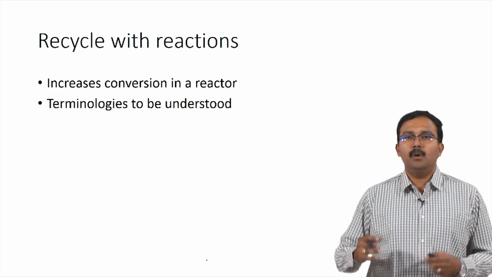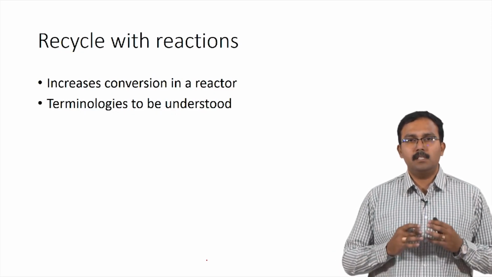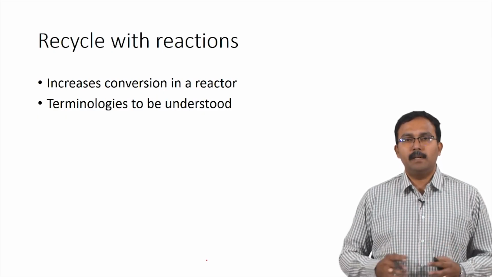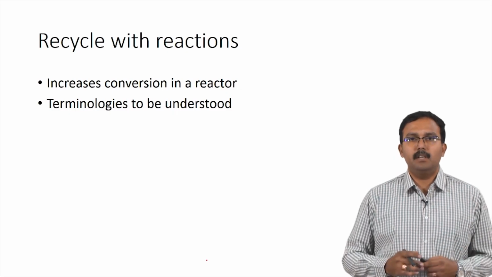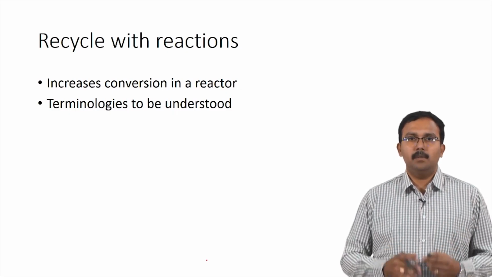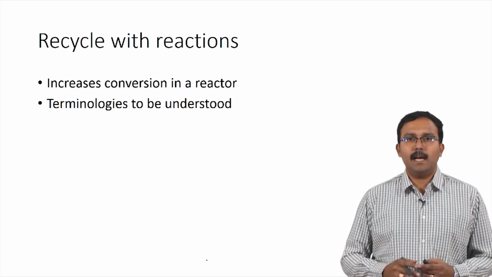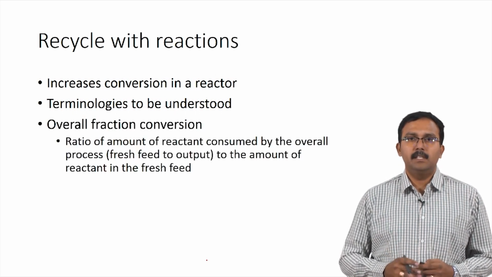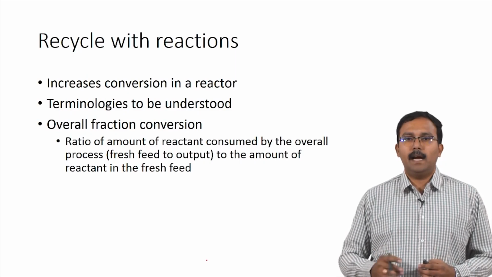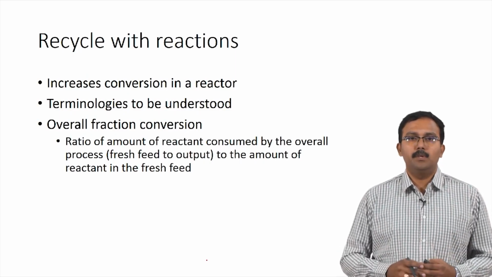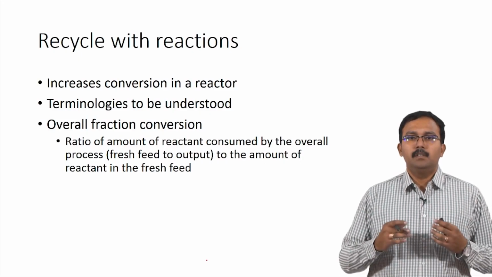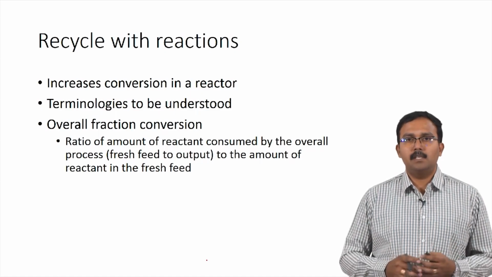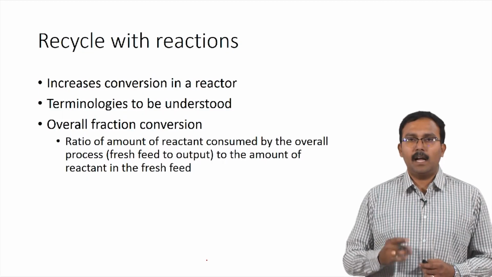We need to know how the terminologies are defined for such recycle systems with reactions so that we can apply them. The principle for material balances itself would be similar to what we have done for recycle without reactions. However, when we talk about recycle with reactions, there are certain terminologies which we should be familiar with. Overall fraction conversion is the ratio of the amount of reactant consumed by the overall process, which would be the fresh feed to the output, to the amount of reactant in the fresh feed. So here you are considering the overall process as a single system and calculating the conversion.